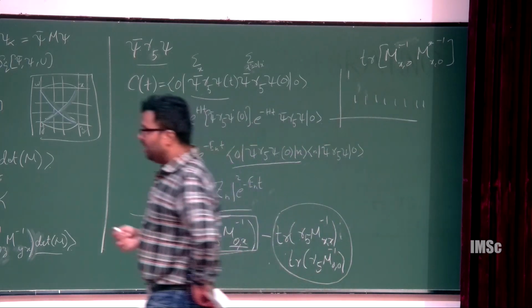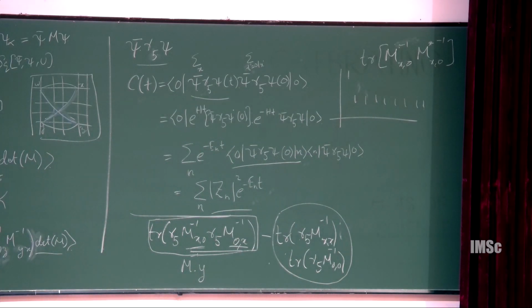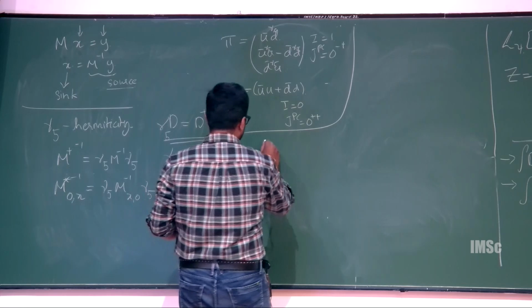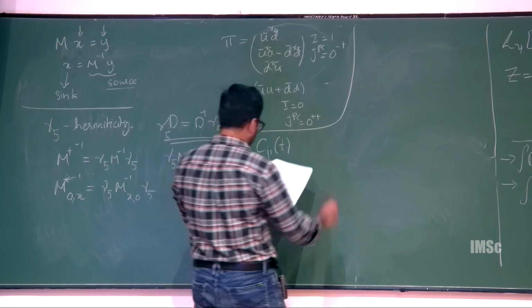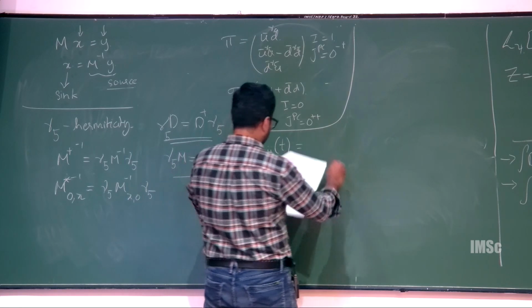Which means that what I am trying to get at is, instead of a single correlation function, you can evaluate correlation matrices. I just name it this way, where i and j refer to the operators that I use.